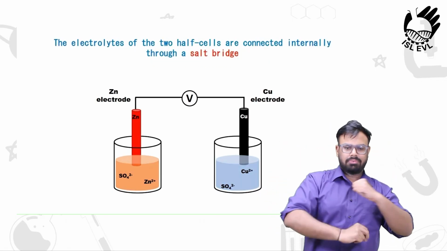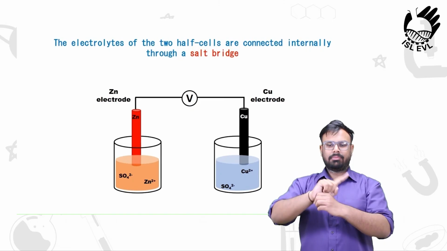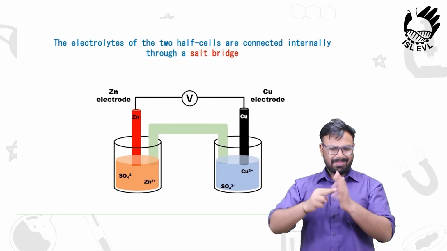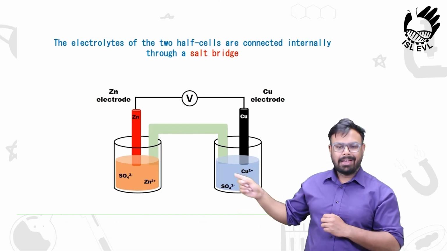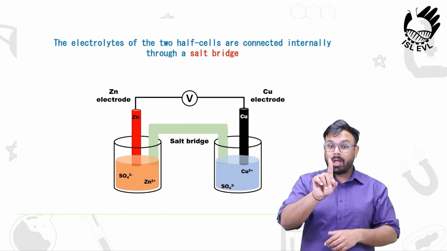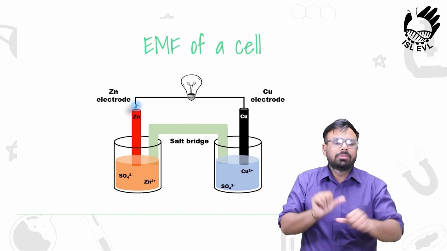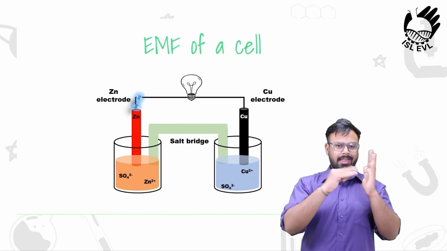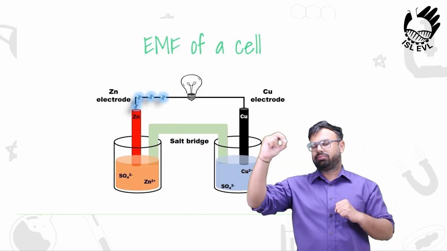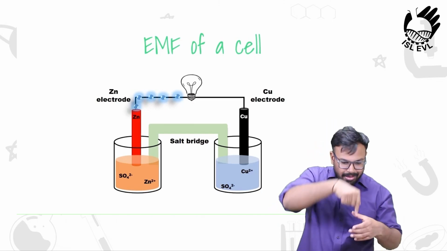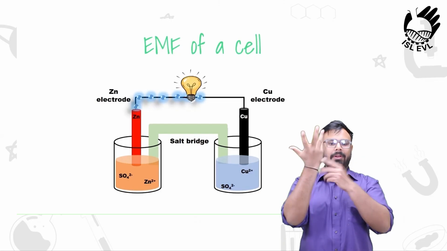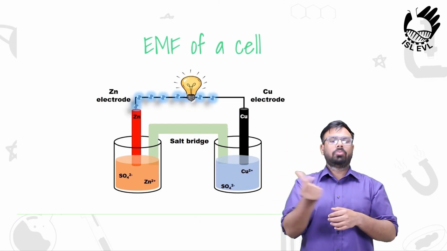The electrolytes of the two half cells are connected internally through salt bridge to maintain electrical neutrality inside the circuit. When both the electrodes are dipped in the same electrolyte solution, salt bridge is not required. When we connect zinc and copper electrodes in a circuit, due to the higher electronegativity of the copper electrode, the copper pulls electrons from the zinc electrode and the electrons flow through the external wire. The bulb starts glowing by the electron's movement when it connects in the external circuit.